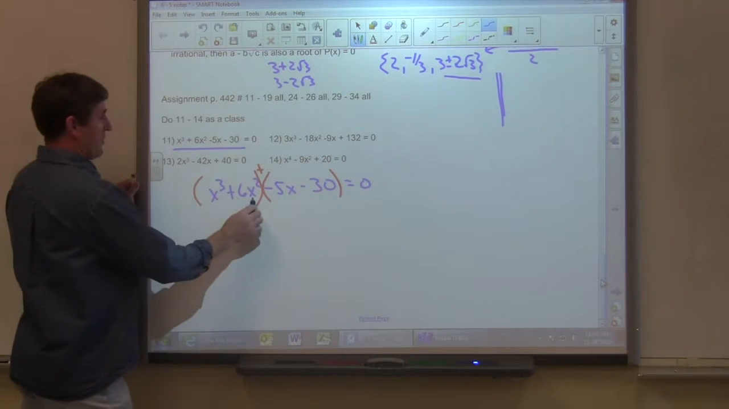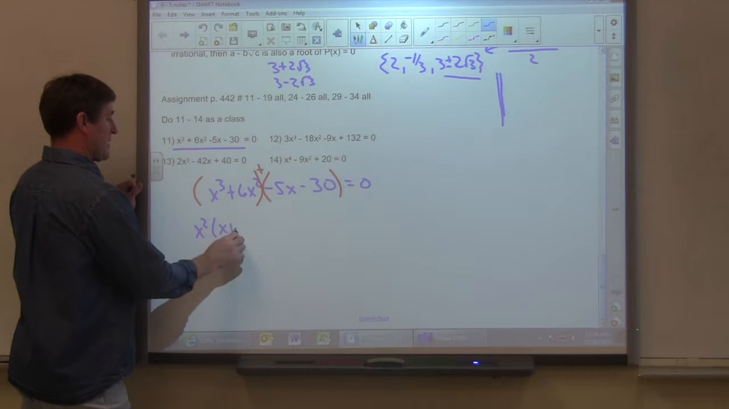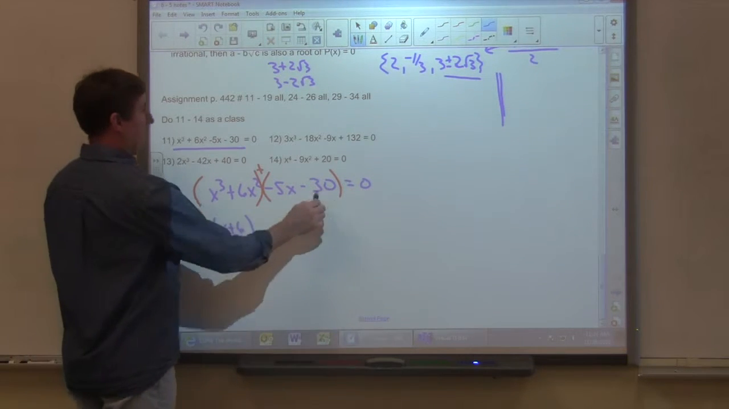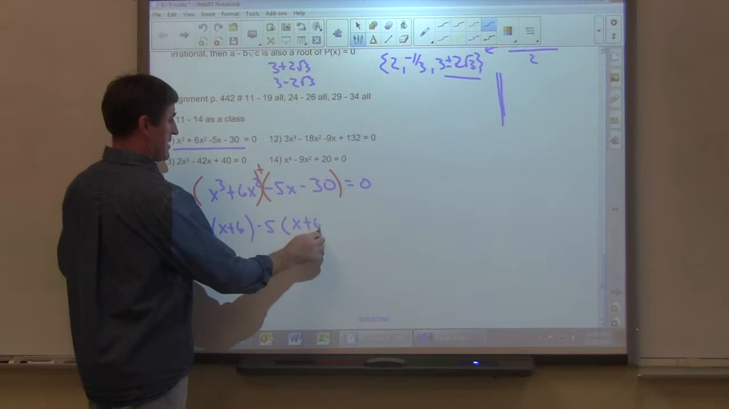So remember, we check for greatest common factor of these 2 terms, so we can pull out an x squared, and we get x plus 6. And here we can pull out a negative 5, and again we get x plus 6.